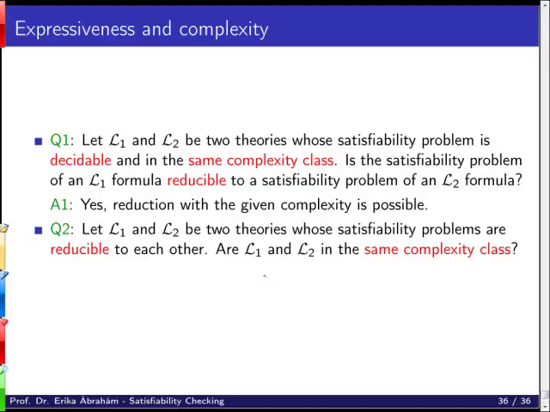Is it always the case that if these two problems are reducible to each other, then they are in the same complexity class? No, I don't think so.